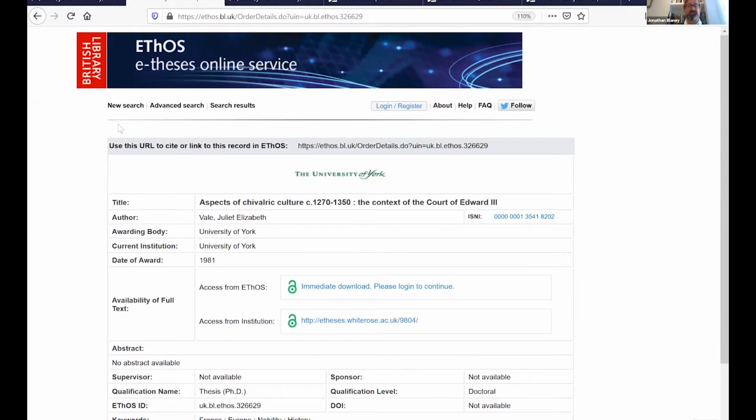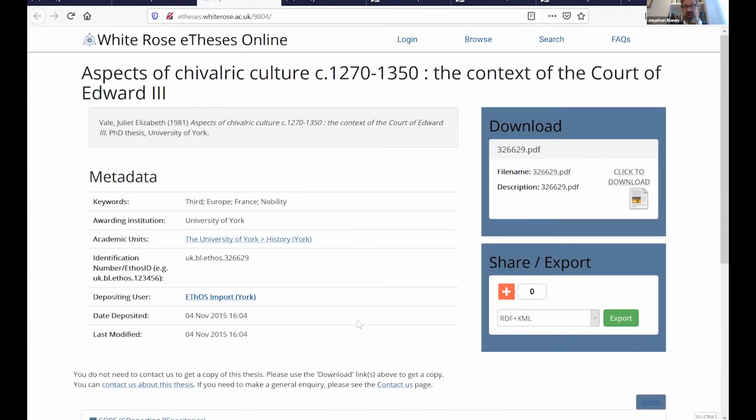What happens now does vary according to the institution where the thesis was awarded, but in this case, we can click straight through to the University of York's repository. And then on the right-hand side of the page, you can see there's a download link for the PDF of the full thesis. So what you can do now is go straight from browsing chivalry on BHO to reading a full-length expert thesis on the same topic. All of this while in lockdown.